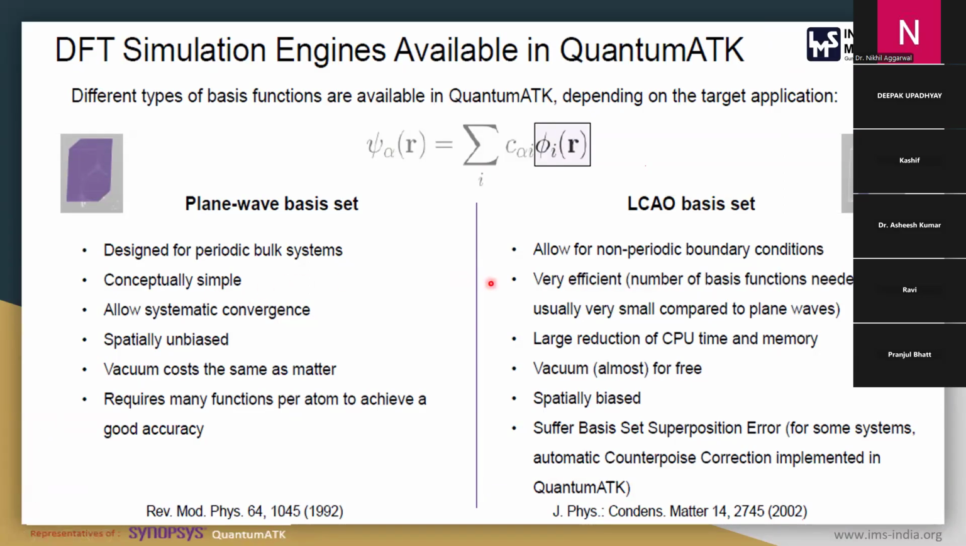So these are the two basis sets that we have for DFT, that is, the plane wave basis set and the linear combination of atomic orbitals. Plane wave is conceptually simple and especially unbiased, but at the same time, LCAO neglects the vacuum, and the plane wave basis set does not neglect the vacuum. For the calculation of the Hamiltonian matrix, it considers vacuum the same as matter, which makes LCAO much faster than DFT plane wave.